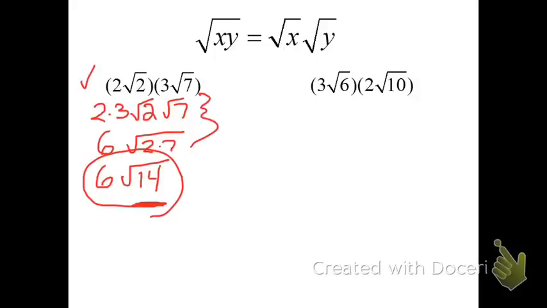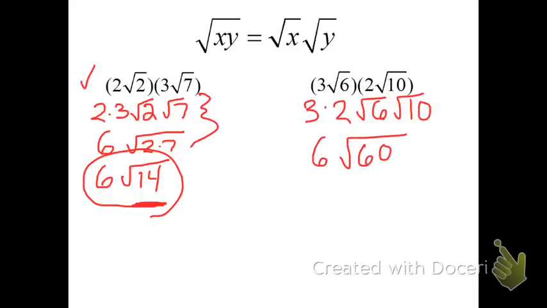Alright, if we look at this example, same idea. We're going to take the 3 and the 2, multiply them together outside the radical, and then take root 6 and root 10 and multiply them together inside the radical. So we get 6 root 60. Alright, pretty much done, but now we want to make sure that no perfect squares go into 60. So the only perfect square that goes into 60 is 4.